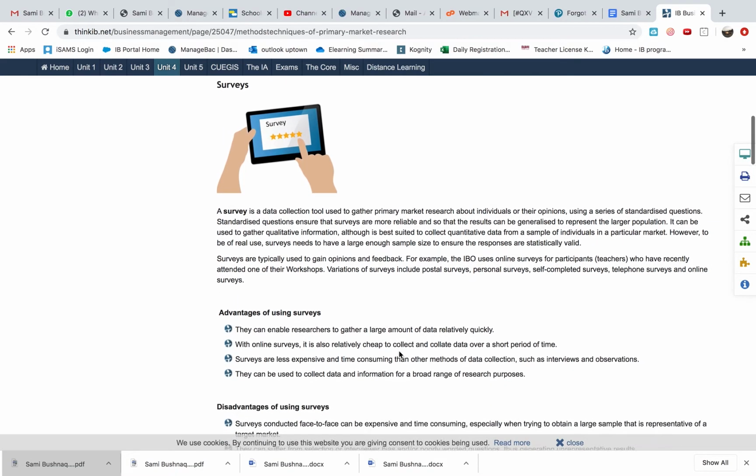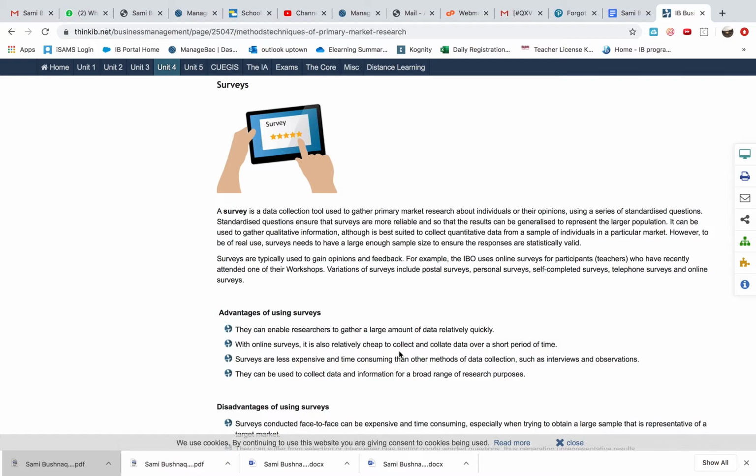A survey, the first type of primary research we're going to talk about, is a data collection tool to gather primary research about an individual and their opinions. So you can send it to a single person, and then you use a series of standardized questions. These can be yes or no questions, true or false questions, check the box, pick one, whatever. It can be used to get qualitative information, right? Although it's better suited for numbers, once again, the yes, no's, the more objective questions.